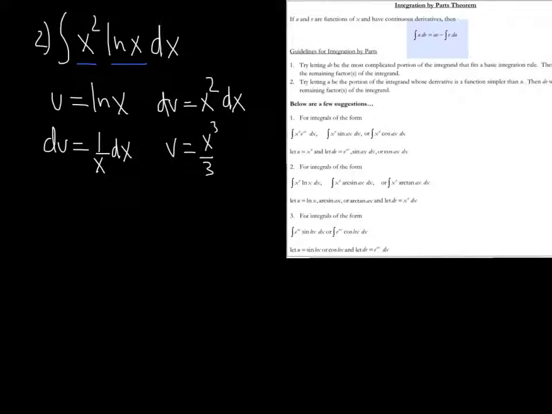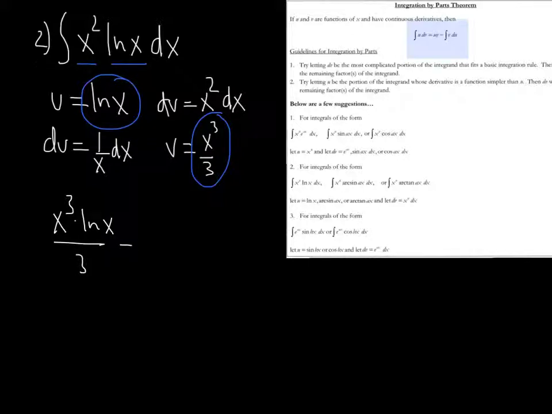So uv is going to be the product of this and that. So uv is going to be x cubed times the natural log of x over 3 minus the integral of v du. Well, v is just going to be x cubed over 3, and du is 1 over x dx. So this is going to cancel with one of those, leaving us with an integral. So I'm going to write the whole thing again.